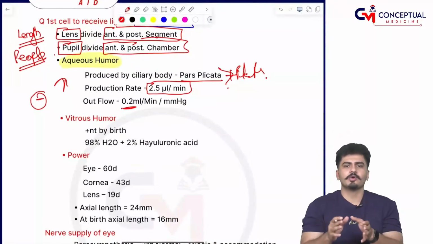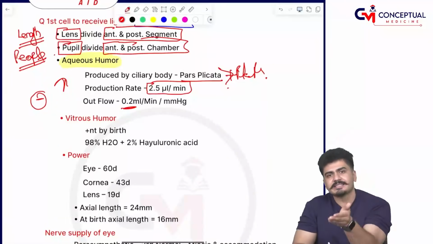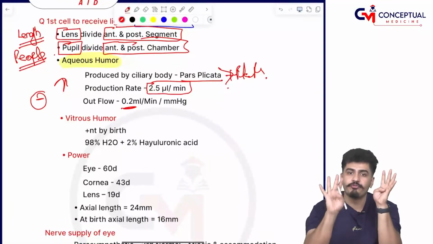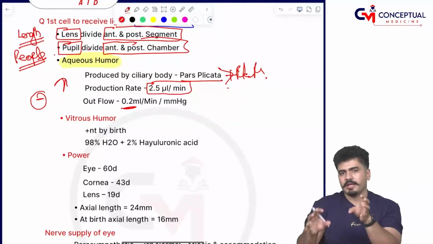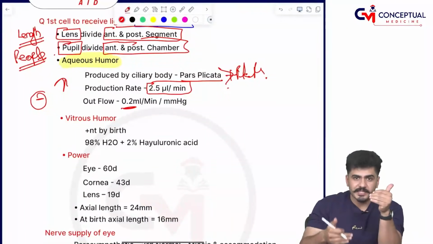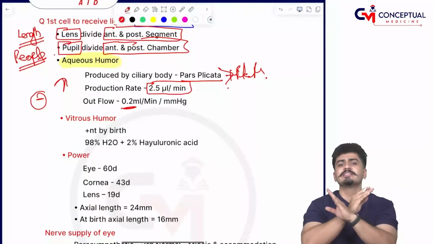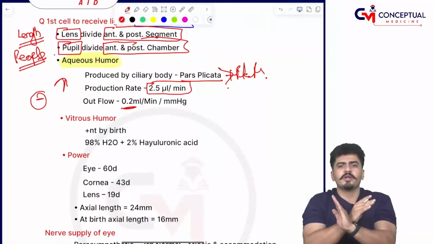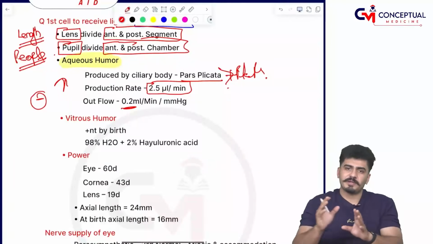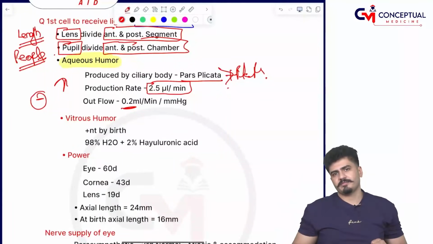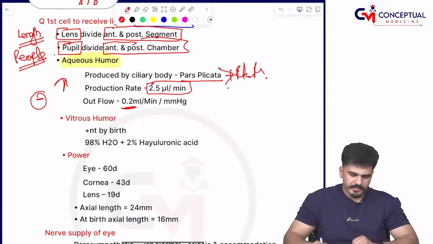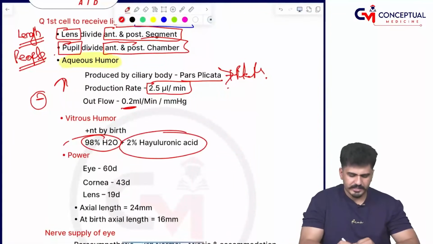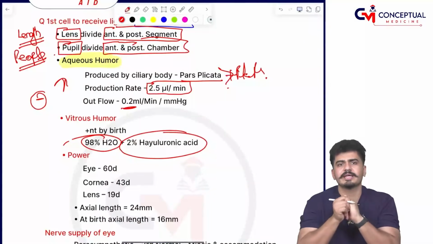Now coming to the vitreous humor, which is the largest structure in the eye with a volume of 4 ml. So out of 6 ml, 4 ml is vitreous humor. Is it produced throughout life? Your answer is no. It is not produced throughout life. It is present by birth itself, my dear friends. Vitreous humor is 98% water and 2% hyaluronic acid.